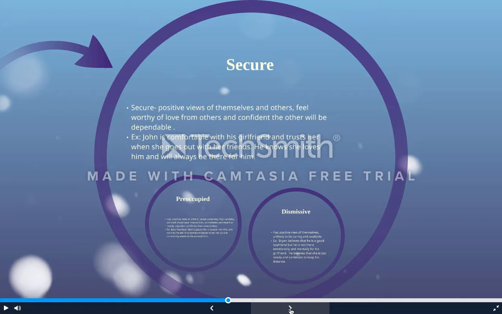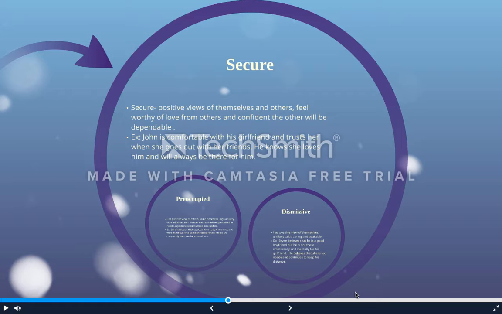One example of a secure attachment style is John and Katie, who have been dating for a while. He is very comfortable with his girlfriend. He also trusts her when she hangs out with friends, which include both sexes. But he never worries because he is confident that she loves him back and will always be there for him.